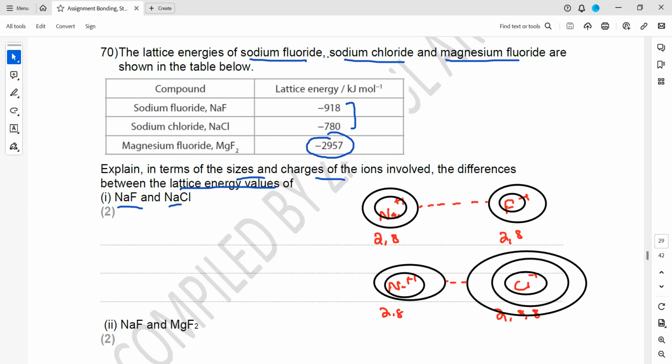And the second point you will score by mentioning that there is a stronger electrostatic attraction between sodium and fluoride ion compared to sodium and chloride ion. As a result, the lattice energy will be higher.